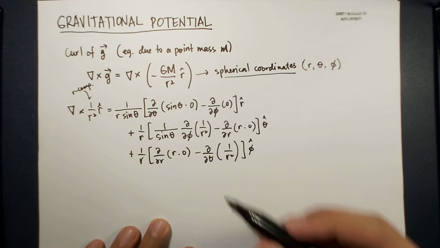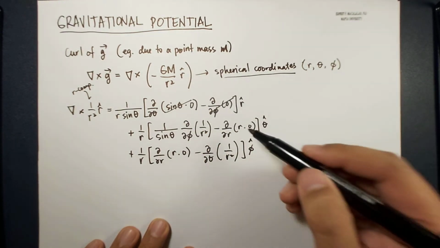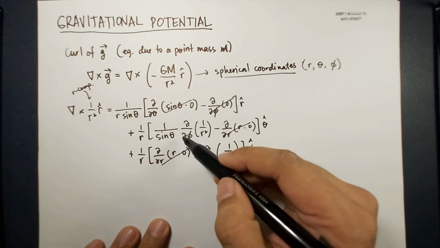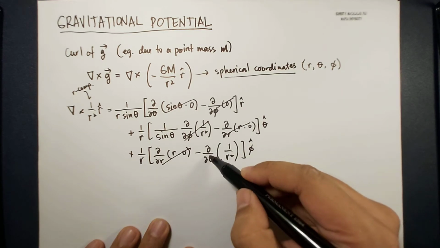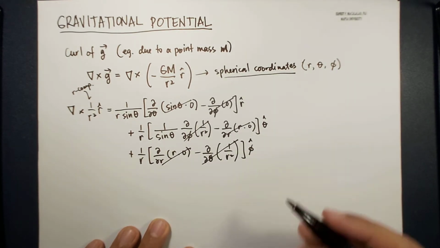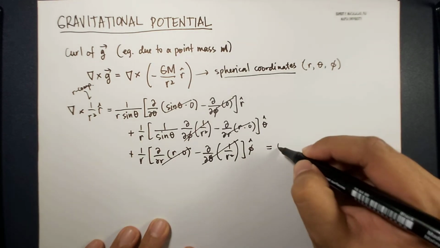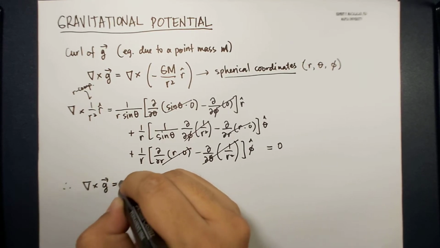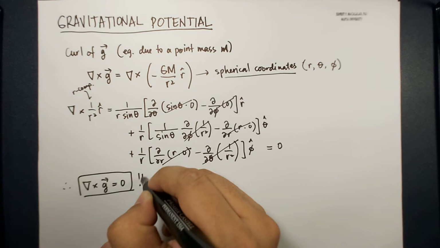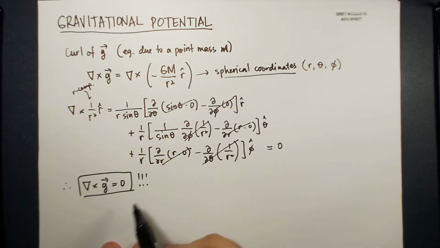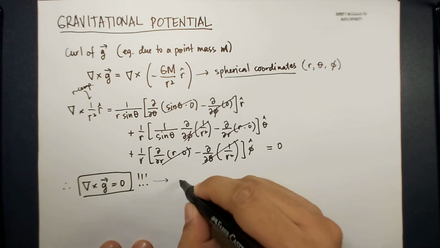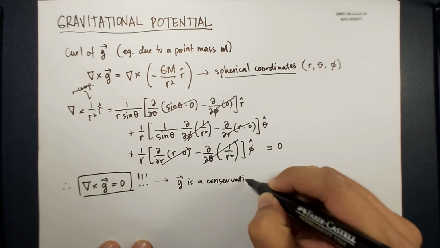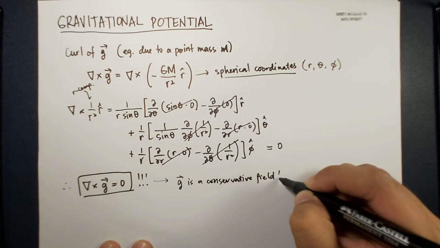phi hat. So this is 0, this is 0, this is 0, this is 0. This differentiation is with respect to phi, so this is also 0. And this differentiation is with respect to theta, so this is 0. Essentially, the curl is 0. So therefore, the curl of the gravitational field is equal to 0. This result implies that g is a conservative field, which is what we expect.